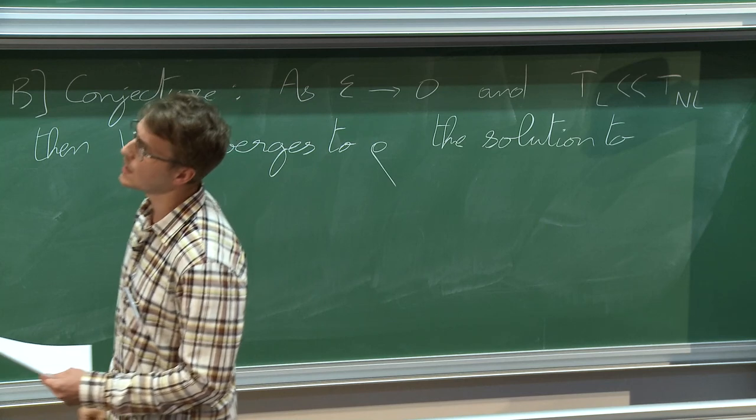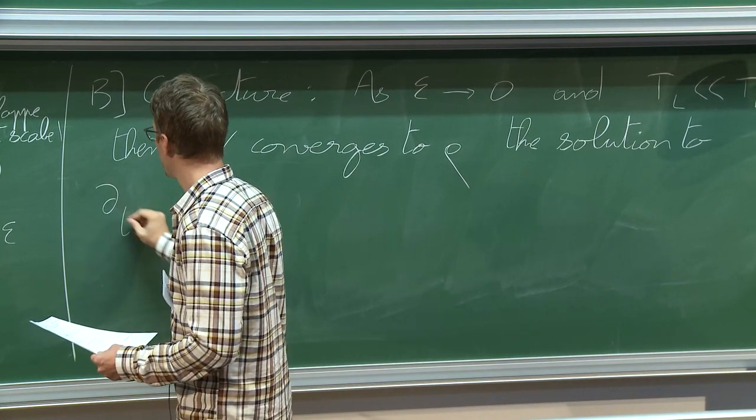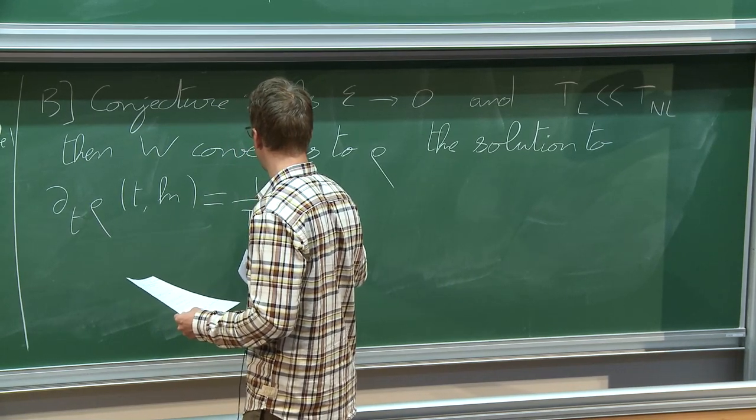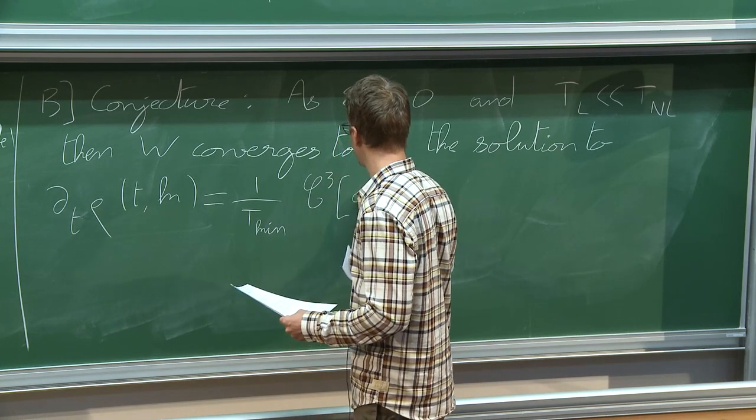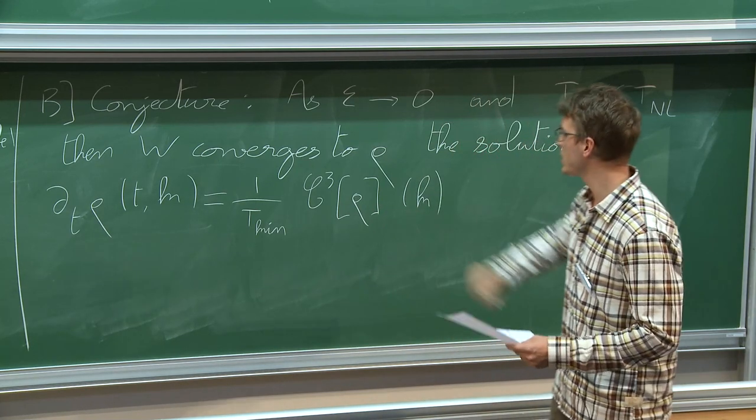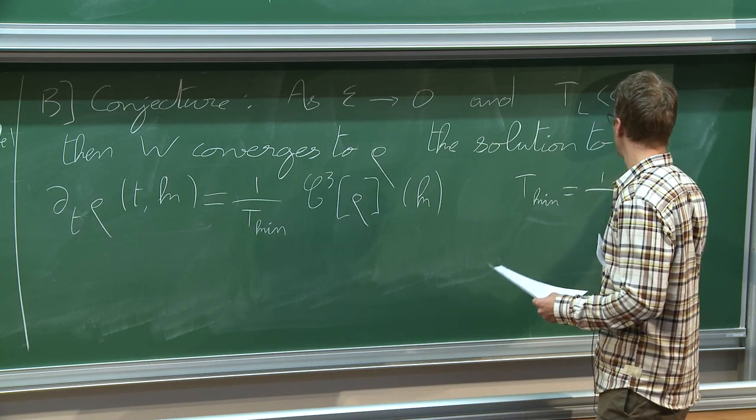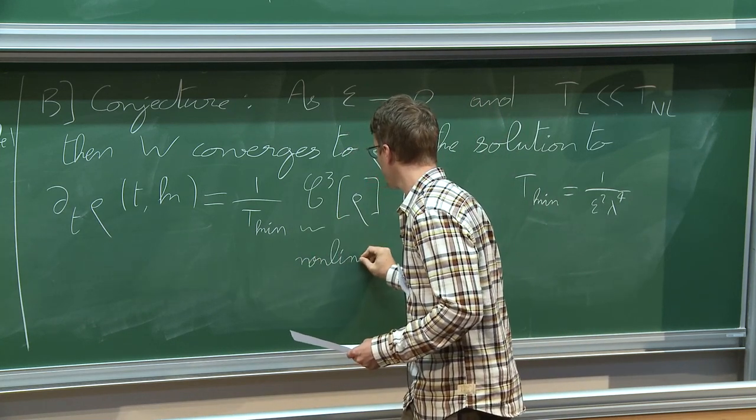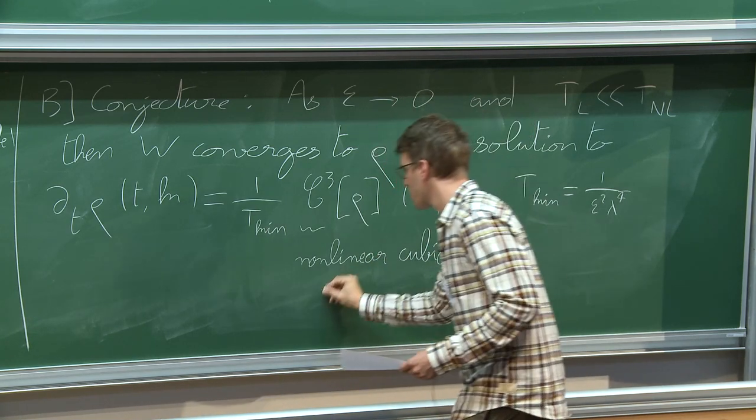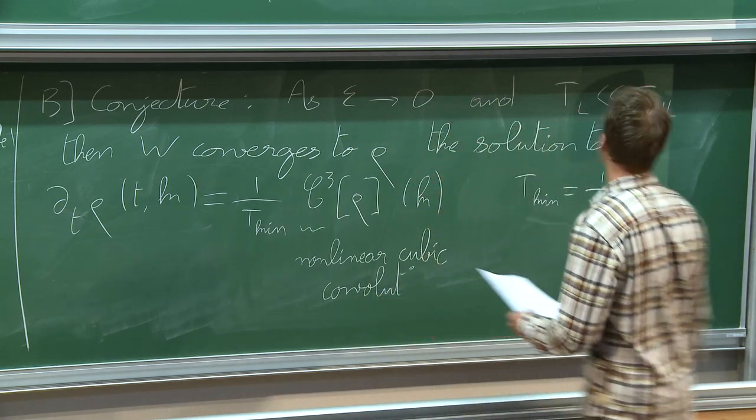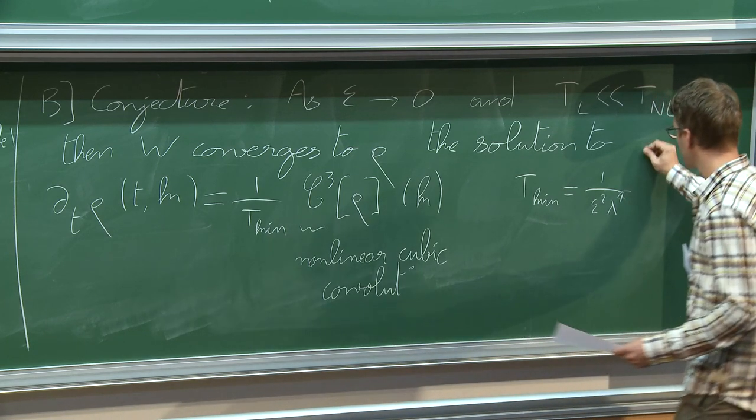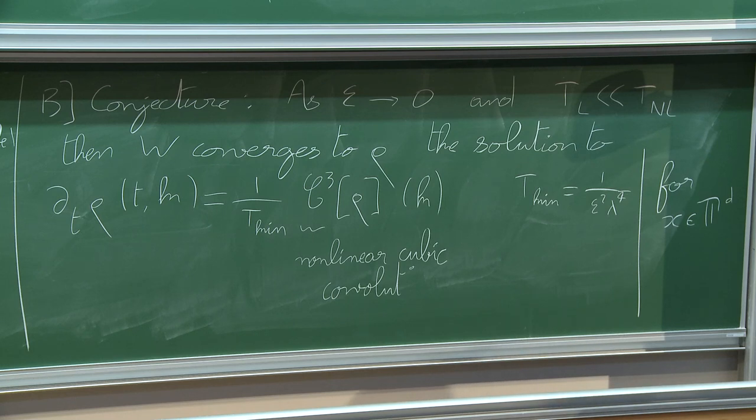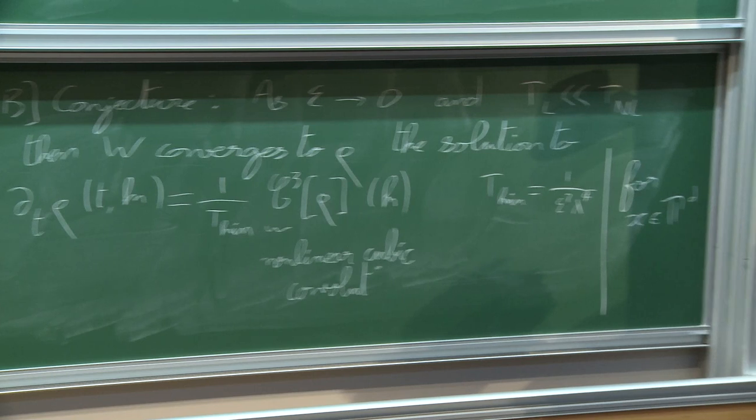so here, if I'm in the homogeneous case, so if I'm working on the torus, then I have dt rho, which is equal to this expression. So here I'm not going to write down explicitly what C is, but this is some nonlinear cubic convolution. While if you are working on the whole space, then you expect to see this equation that I'm going to write in full details.